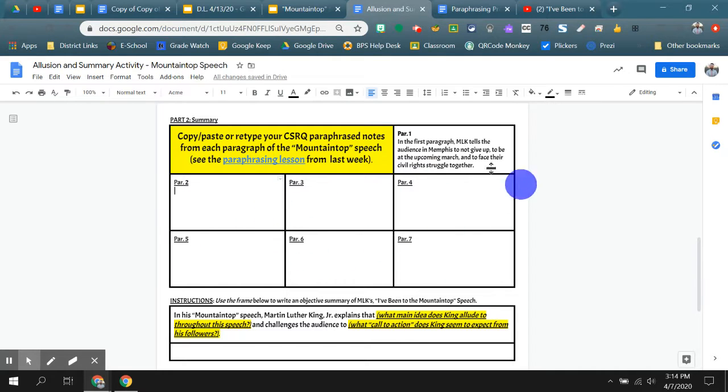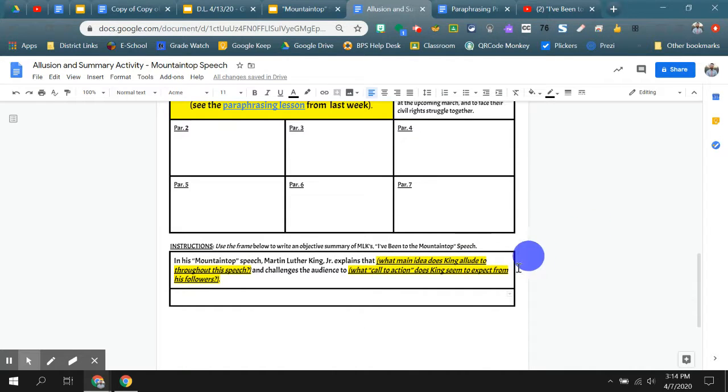That way you have a reference here to work with when you answer this second question. So if you're following along here, you're only really having to answer 2 questions. But by going through and copying and pasting all of those paraphrases of each paragraph, you're giving yourself a reference here to work from.